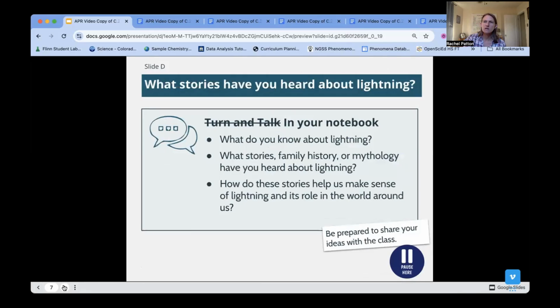So if you were in class, this would be a turn and talk, but you likely don't have a partner to turn and talk with at home. So instead, just record your thoughts in your notebook. You're going to answer these 3 questions. What do you know about lightning? What stories, family history, or mythology have you heard about lightning?